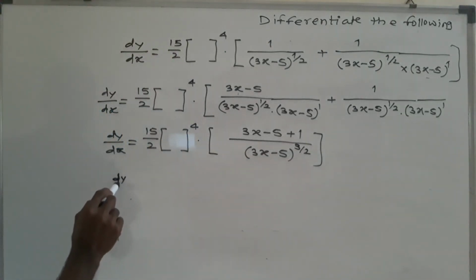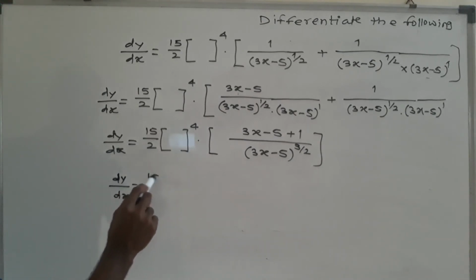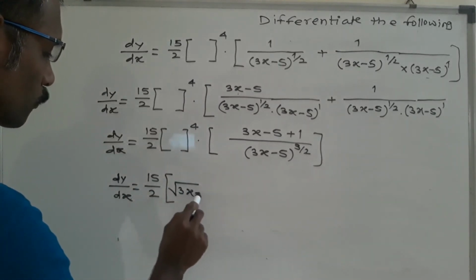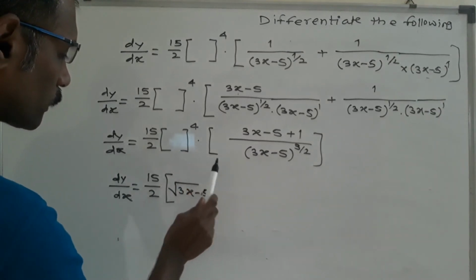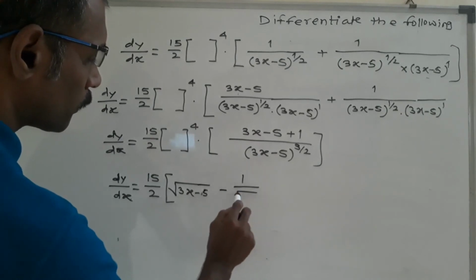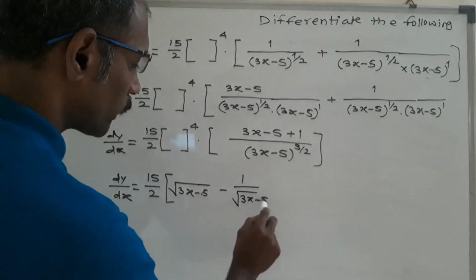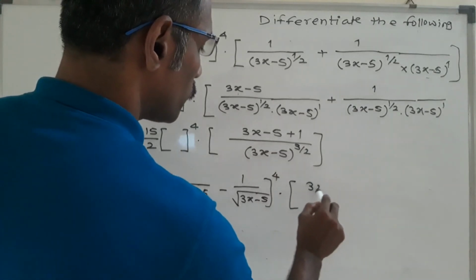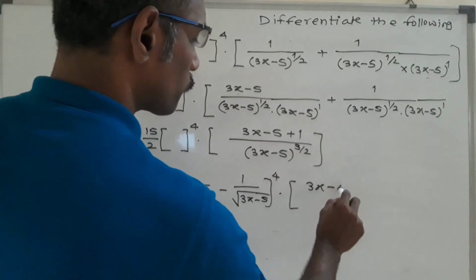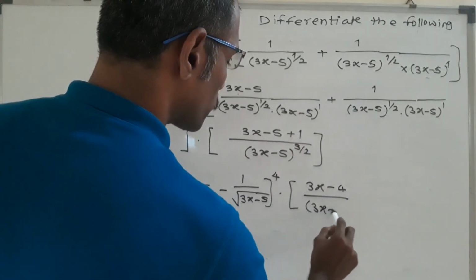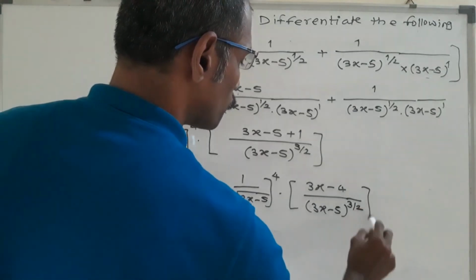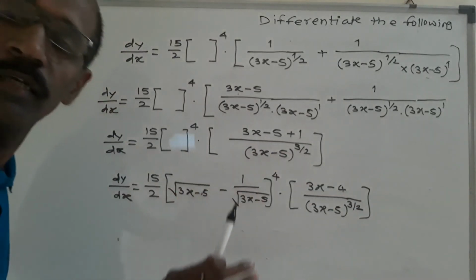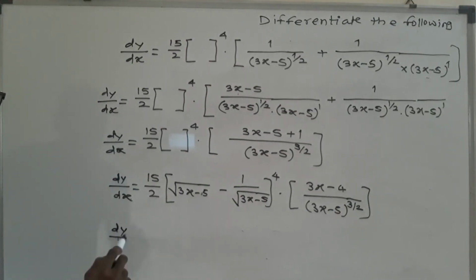Then we write dy upon dx is equal to 15 upon 2. Then I will write this bracket, square root of (3x minus 5) minus 1 upon root (3x minus 5) bracket raised to 4 into this 3x minus 5 plus 1 means minus 4 upon (3x minus 5) raised to 3 upon 2. This is your final answer, but we take both these terms first, or you keep this answer as it is. This is final answer, or keep as it is.